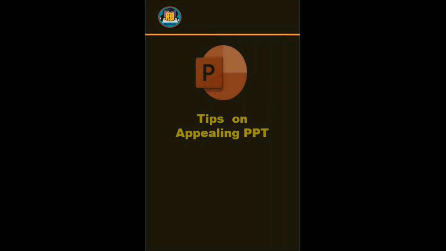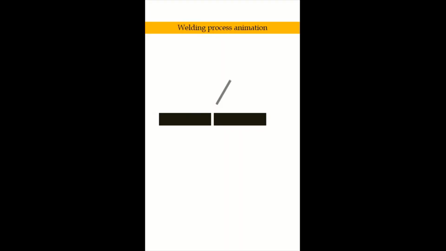On appealing PPT. Animation of welding process. Welding process consists of arc heating, formation of molten metal, solidification of metal, then withdrawal of welding rod. You want to learn how this animation can be done? Then this video is for you.